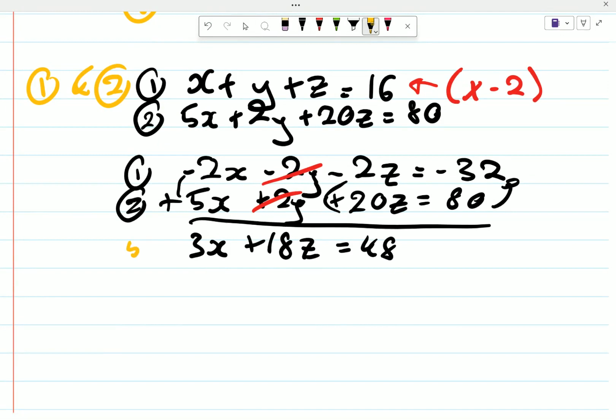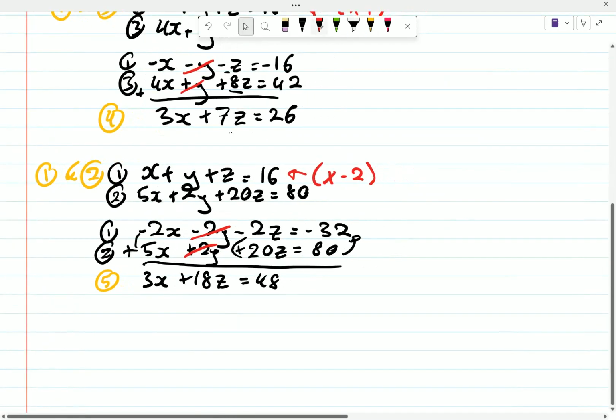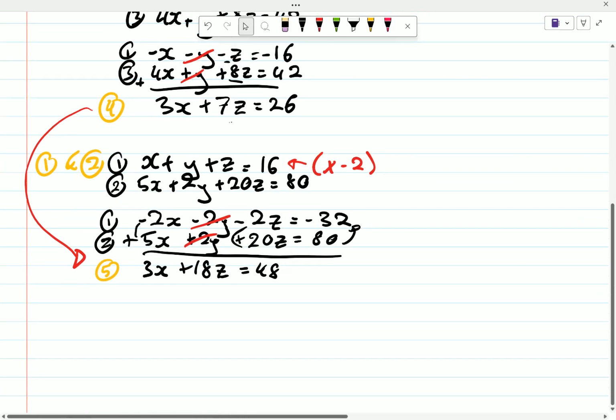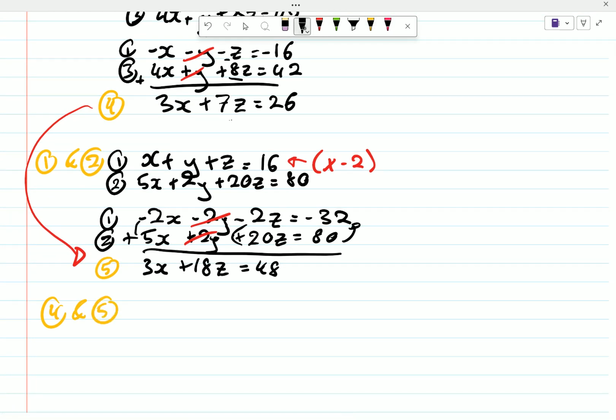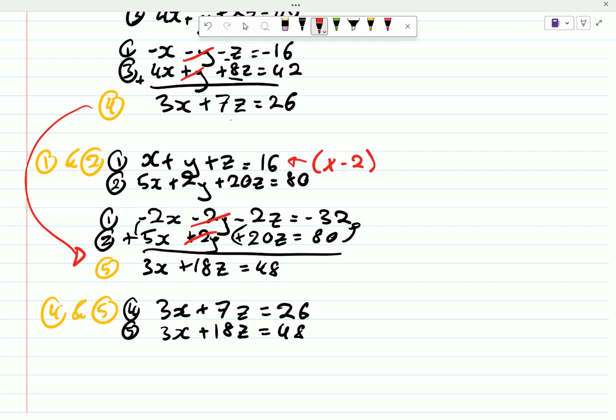Like I was saying before, once you have two variables, you call it quits, and let's call that number 5. The next part in the process is to do 4 and 5. So your two new equations, you're going to put those together. Let's rewrite them: 3x plus 7z equals 26, and 3x plus 18z equals 48. If this is 4, then that's 5.